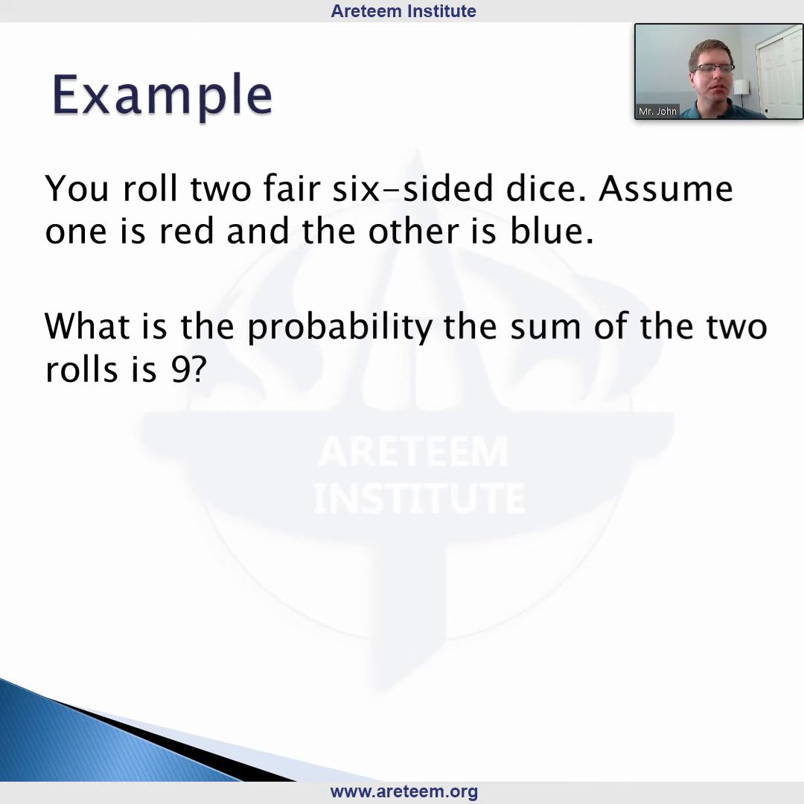So we can, of course, do this probability as a want divided by total. I always like thinking about probability as this ratio. So how many total outcomes are there here? Well, you roll the red dice, there are 6 choices there. You roll the blue dice, there are 6 choices there. Any of the 6 for the red can go with any of the 6 for the blue. So we have 6 times 6 is 36 total outcomes there.